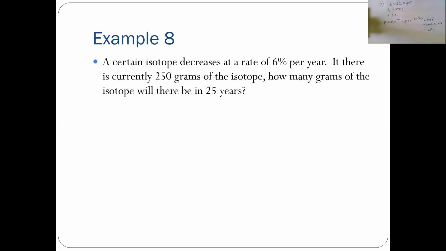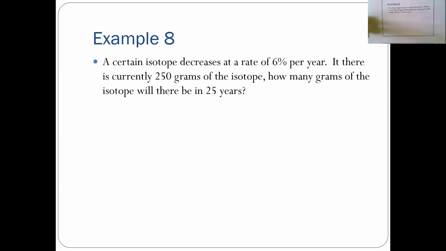So in conclusion, one more, number 8. Say you have an isotope that has 150 grams and it decreases at a rate of 6% per year. How much of the isotope will you have left after 25 years? I'll give you a minute to look at that and think about it. So what we'll do, we will set it up this way.